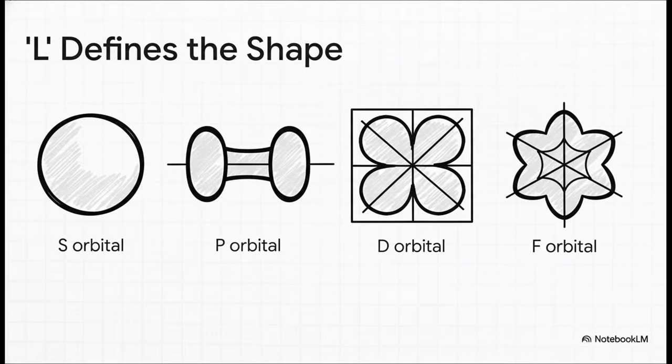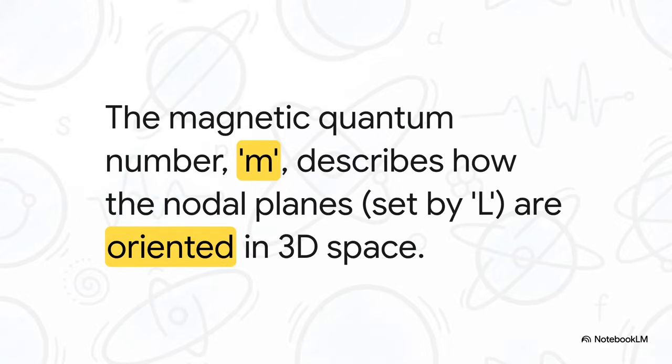The number l is the one that directly defines the shape. It does this by setting the number of angular nodes. Those are the flat planes that slice right through the probability cloud. So l equals 0 gives you an s orbital, which is just a simple sphere with no nodes. l equals 1 gives you a p orbital, with one node cutting it into two lobes. And d and f orbitals just keep going, adding one more node and one more layer of complexity each time. So once l tells you how many of these nodal planes you have, m tells them which way to point. For a p orbital, which has that one single plane, m just orients that plane along the x, y, or z axis. And that's how we get those three distinct dumbbell shapes you see in chemistry class.